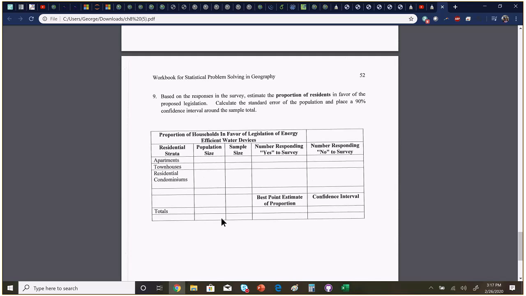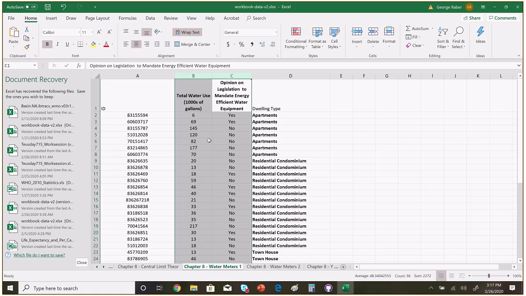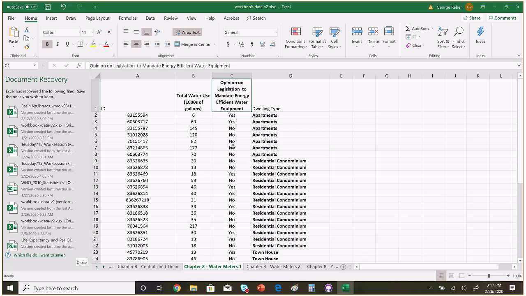It has to do with this other column in the data right here, the opinion on legislation to mandate energy efficient water. The way that you fill out this column is you just write the number that said yes and the number that said no. The sample size is still 7, but now you've got 2 yeses and 4 no's. So you could even re-sort if you want to go quickly.